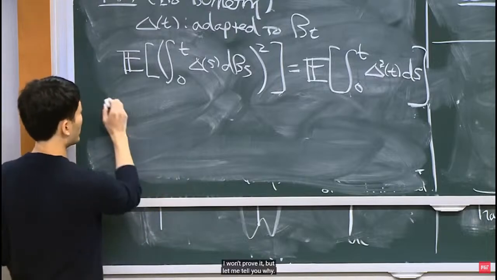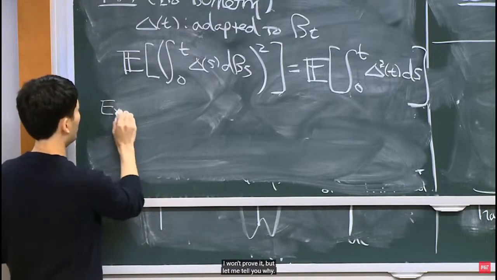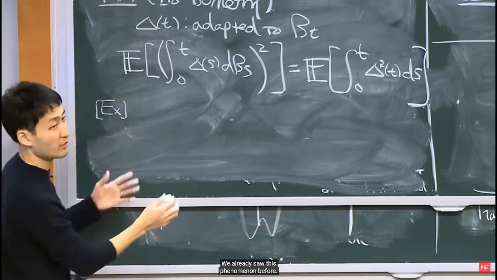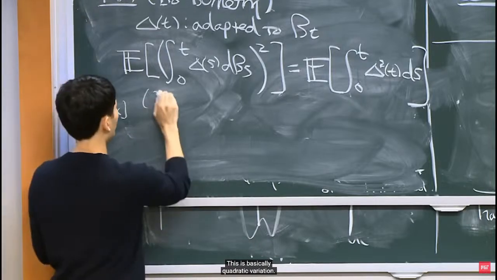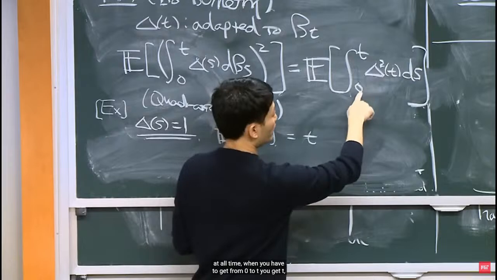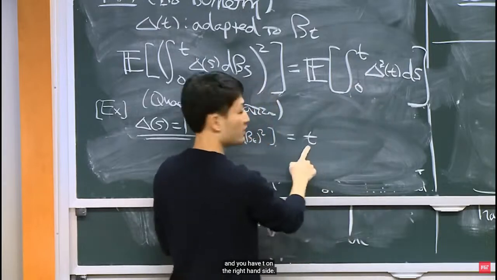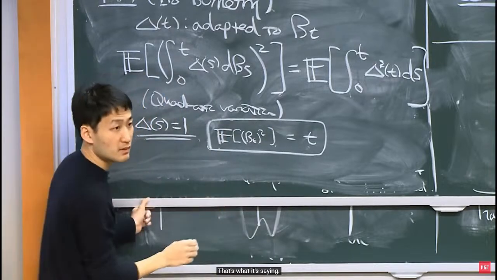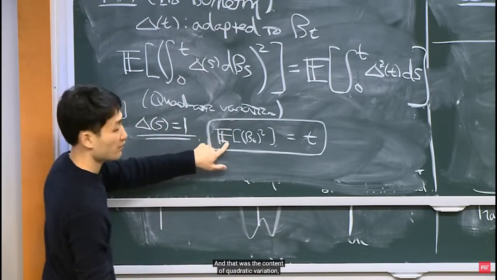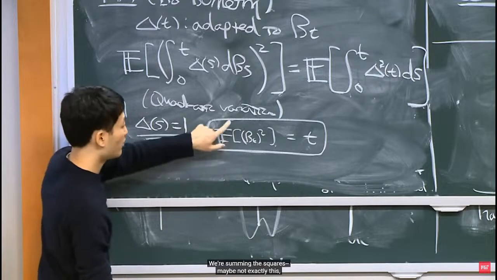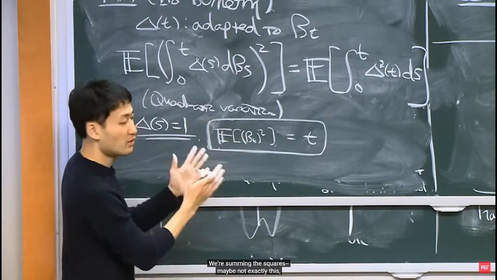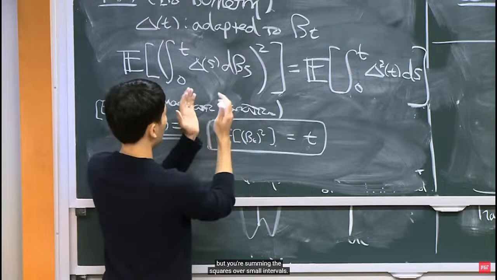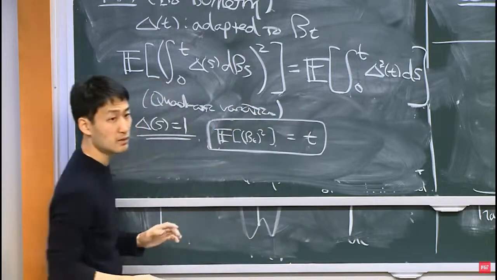I won't prove it, but let me tell you why. We already saw this phenomenon before. This is basically quadratic variation. When you integrate from 0 to t, you get t, and you have t on the right-hand side. That's what it's saying. That was the content of quadratic variation, if you remember. We were summing the squares, maybe not exactly this, but we were summing the squares over small intervals.